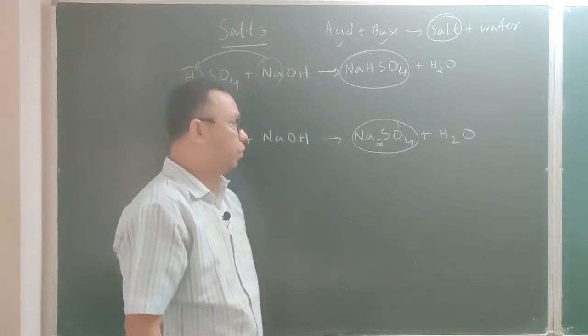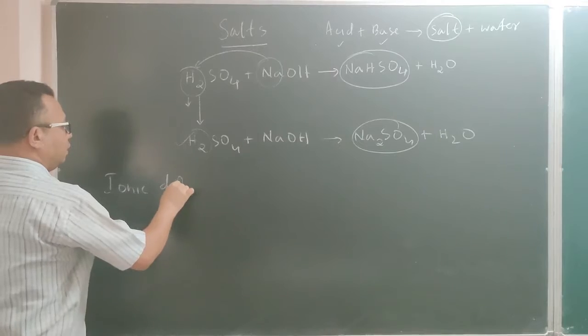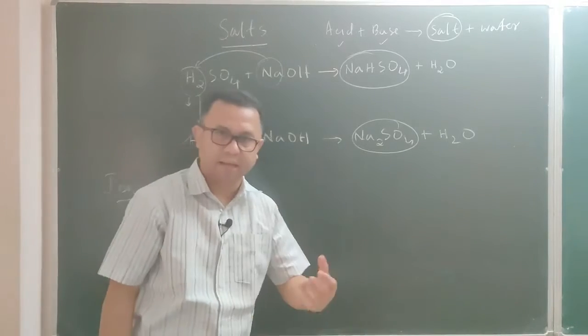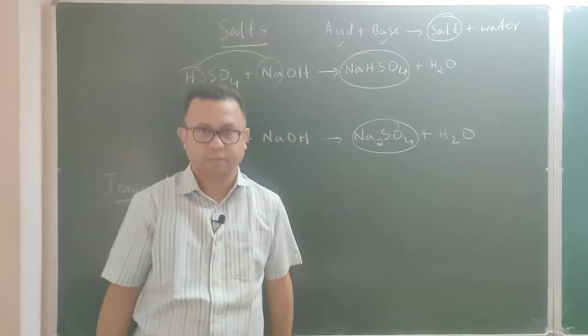Or if you want another definition, I will call it the ionic definition of salt. For the ionic definition of salt, we have to say it in terms of ions. How did we say acid? Acids are those compounds which when dissolved in water produce hydrogen ion as the only ions, or only cation.